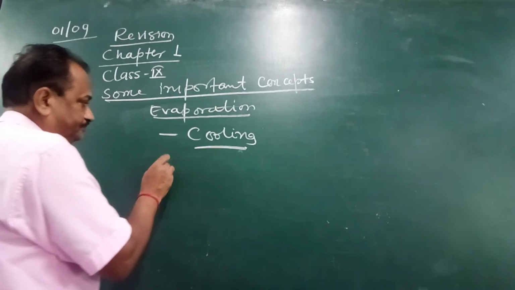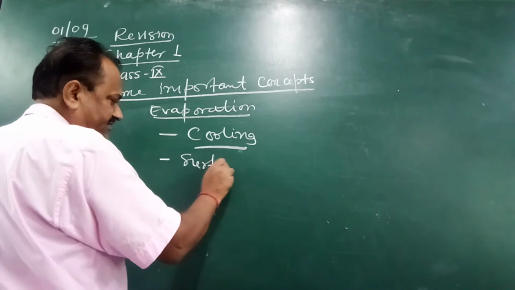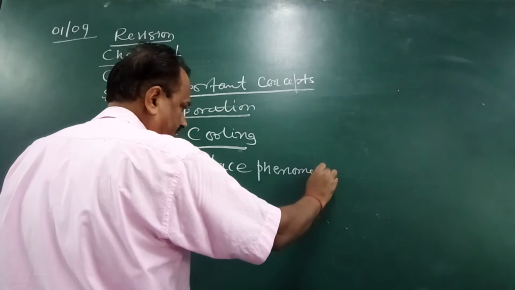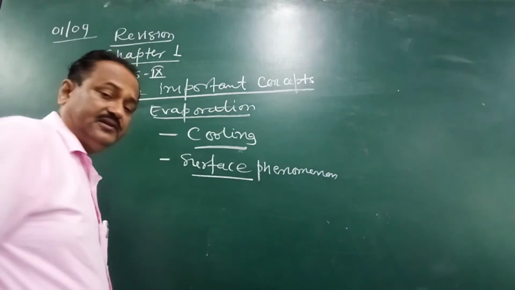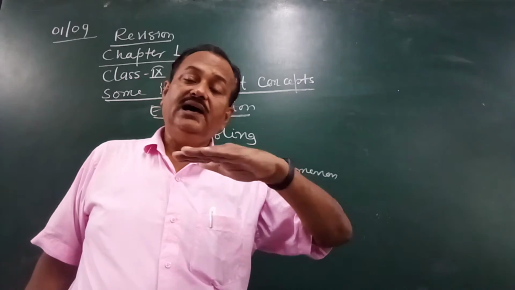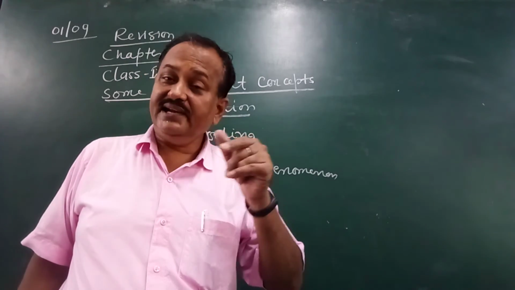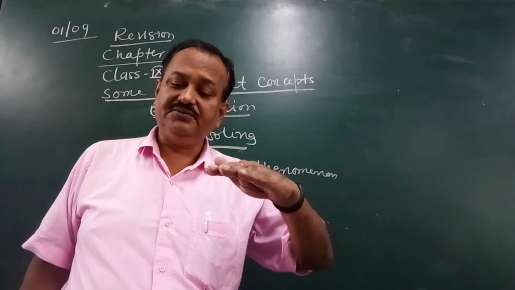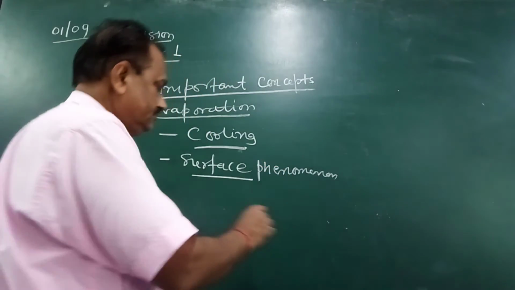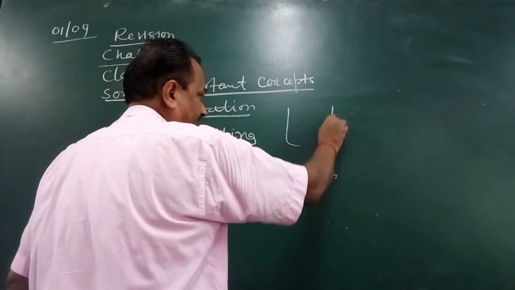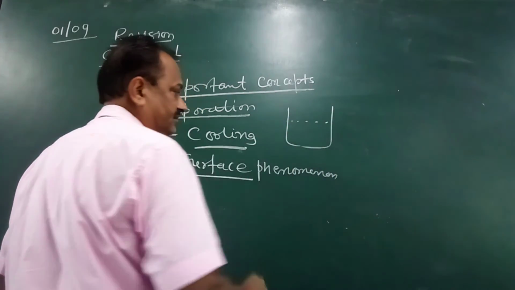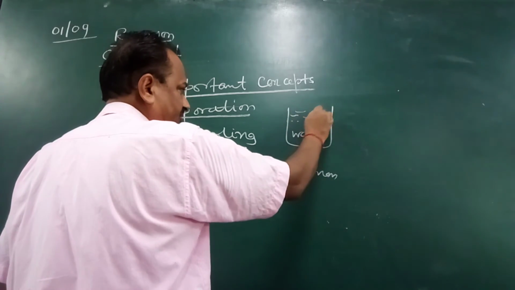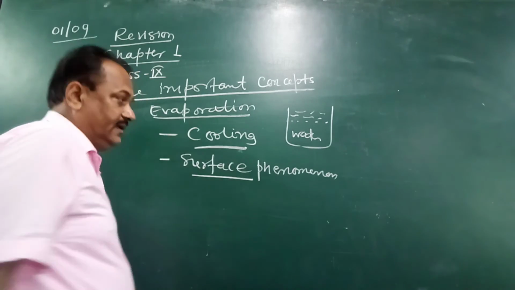Now evaporation is a surface phenomenon. Surface phenomenon means the outermost layer. Evaporation can never take place from the inside of a liquid. If we have a liquid, say here there is a beaker, and in the beaker there is water, evaporation only takes place from the surface.